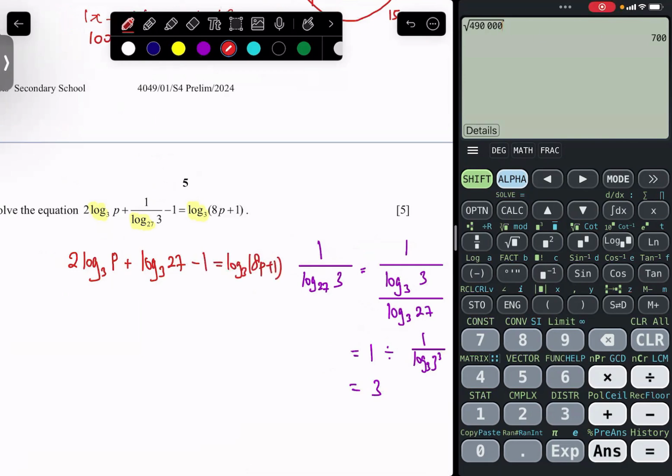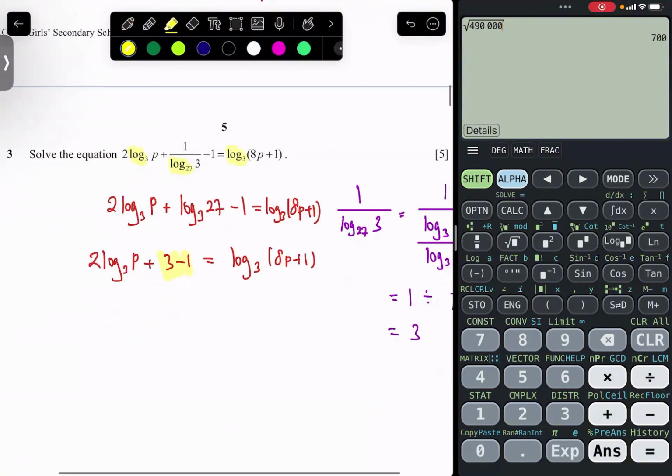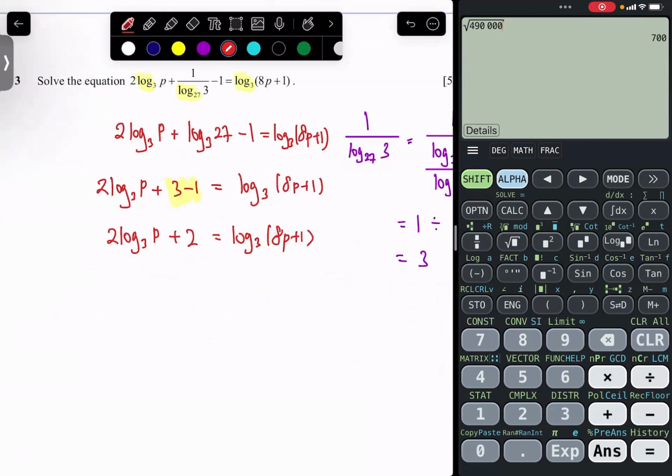So log₃ p plus 3 minus 1 equals log₃(8p + 1). Now we can simplify this a little bit, because 3 minus 1 is equal to 2. So I will have 2 log₃ p plus 2 equals log₃(8p + 1). The idea of cancellations is that the left hand side and the right hand side must only have one set of log. So over here, I can simplify this portion further by changing the 2 into this: log₃ p² plus log₃ 9 equals log₃(8p + 1). So this will become 9p².